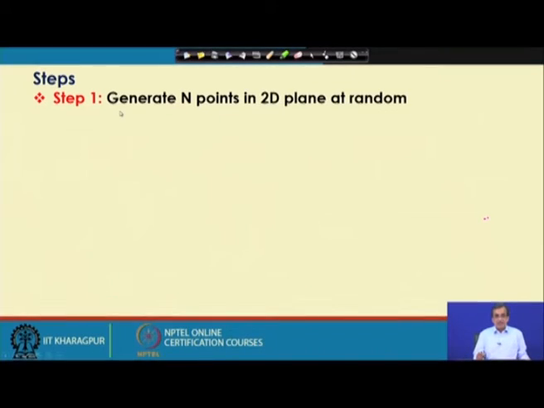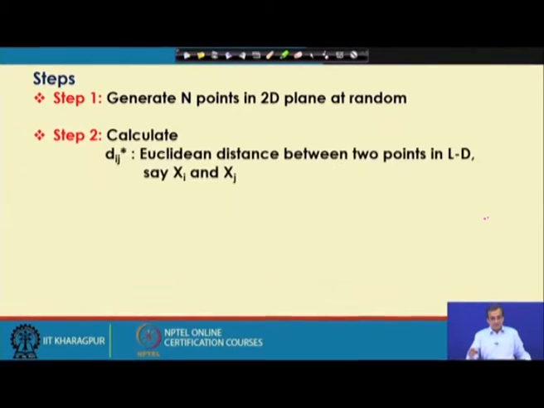So, step 1. The information of the higher dimension is known to us for all the data points. Now, we are going to find the corresponding data points on the 2D plane. So, we generate n data points in the 2D plane at random using the random number generator, and we generally consider a particular range for the random numbers, that is 0 to 1.